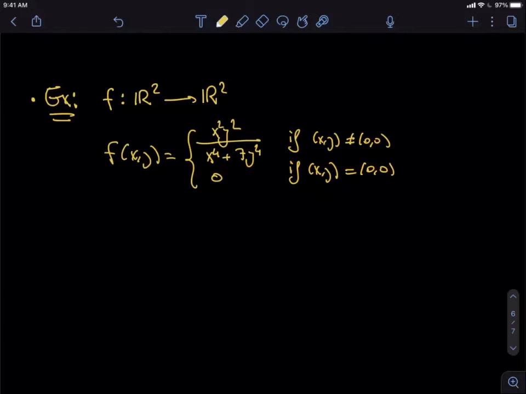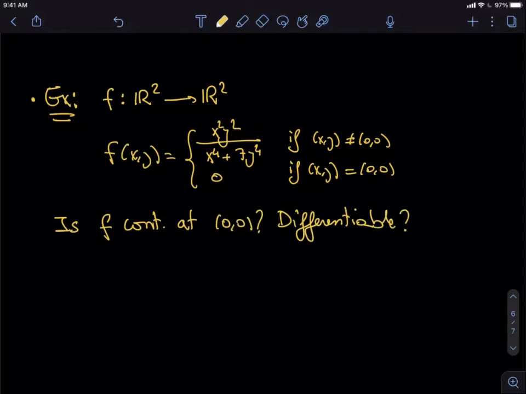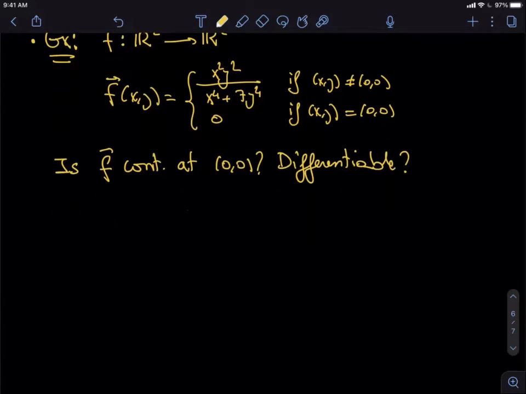And the question is: is this function continuous at 0, 0? Is it differentiable? Okay, so let's get to work. The first thing we are going to check is continuity, just to be sure.